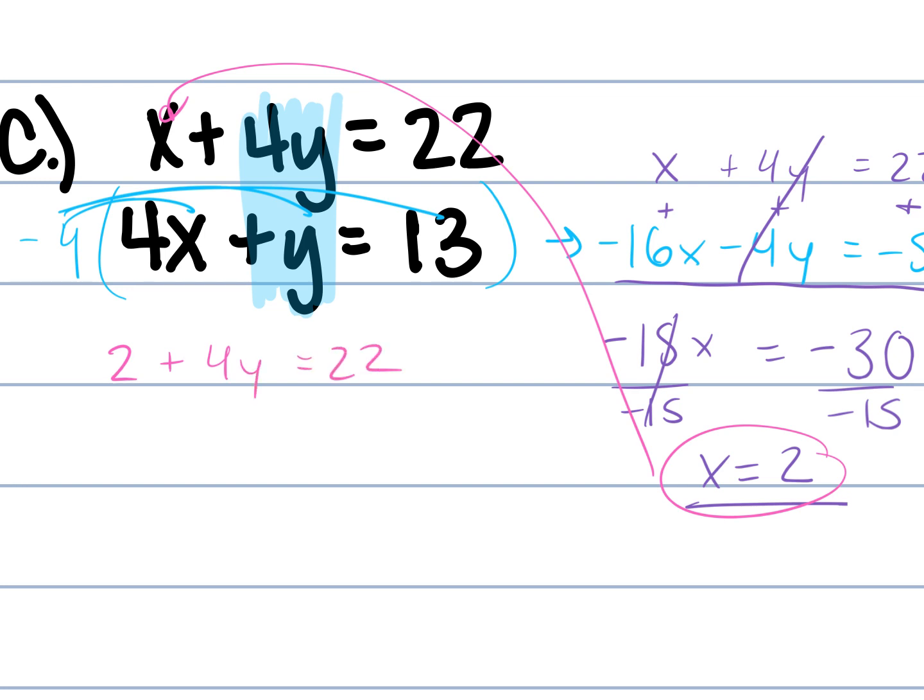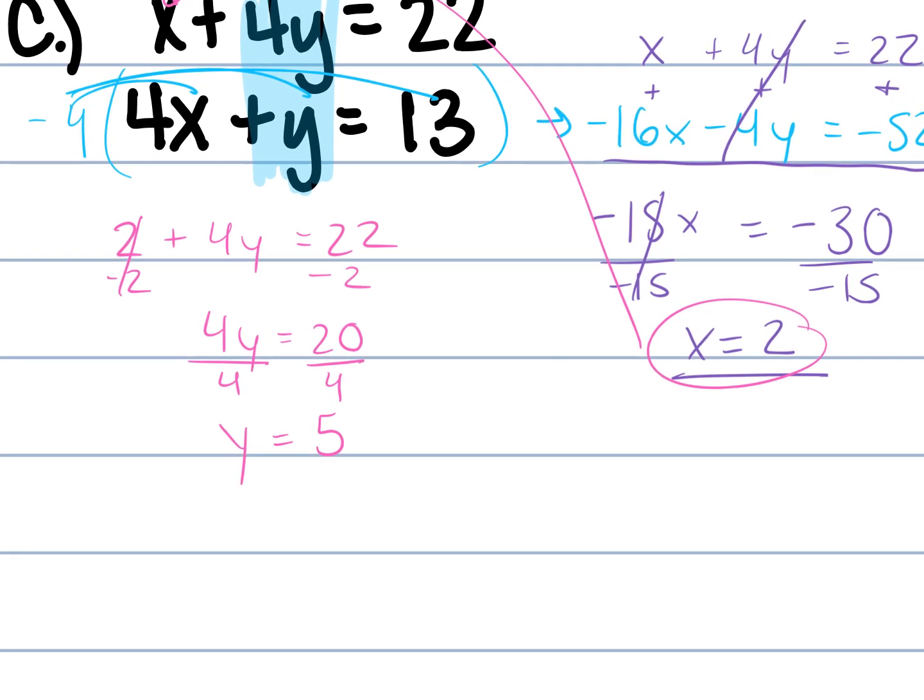So now we're solving for y. What would we do? Subtract 2, so 4y is equal to 20. What do we do next? Divide by 4, so y equals 5. How would I write my answer? 2, 5. Perfect.